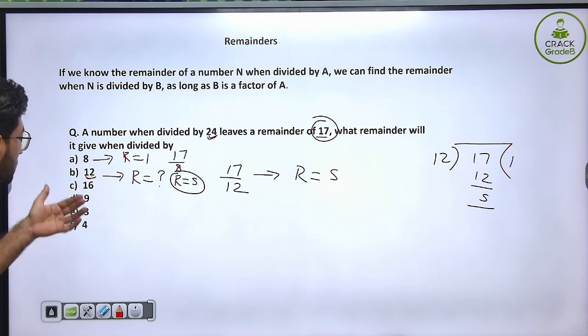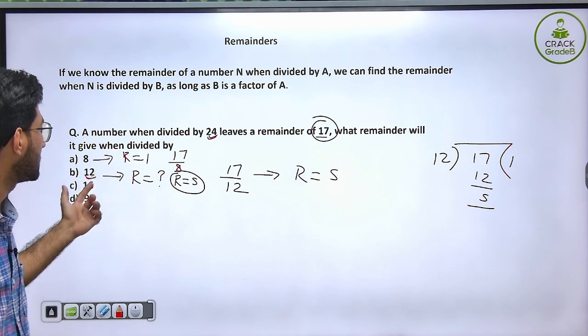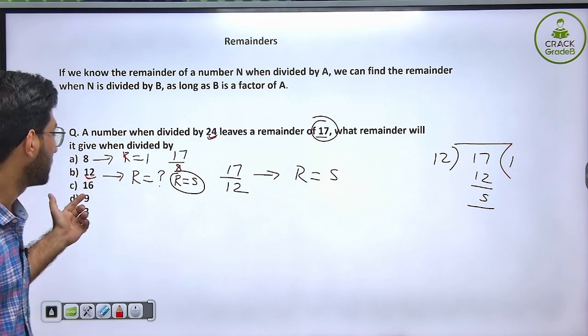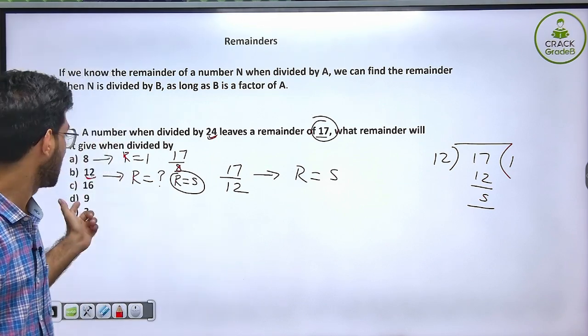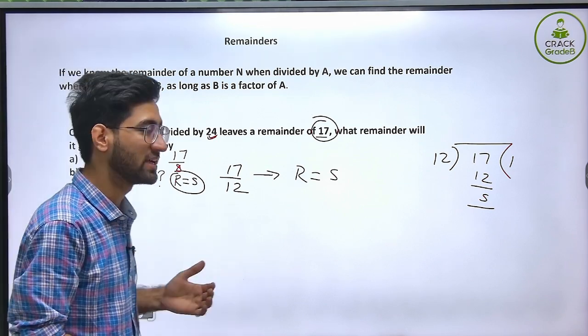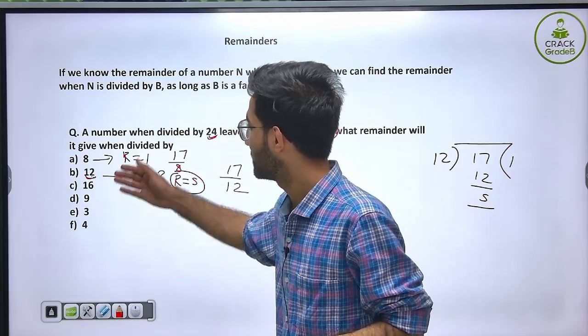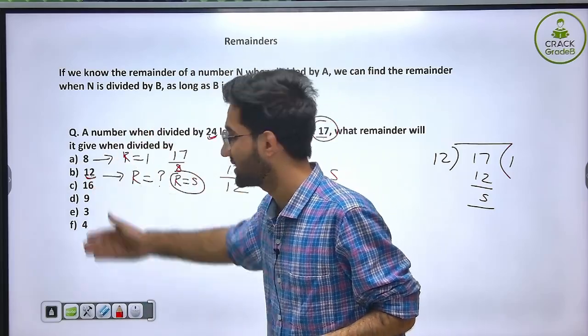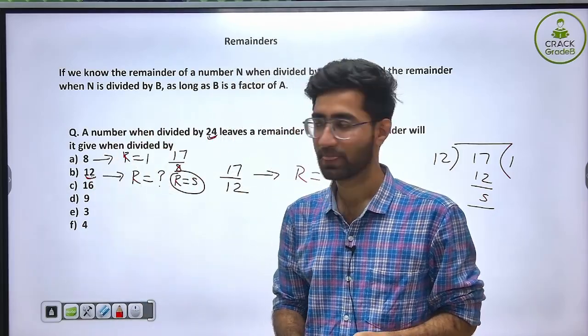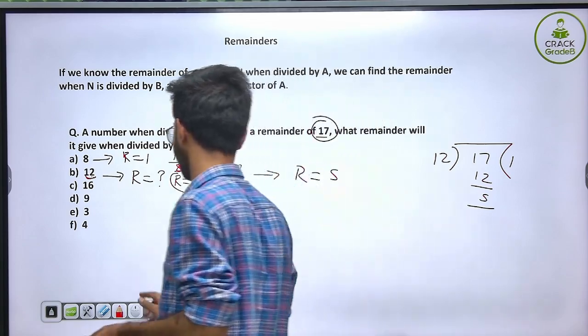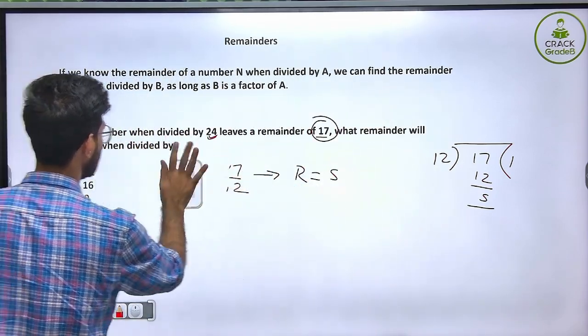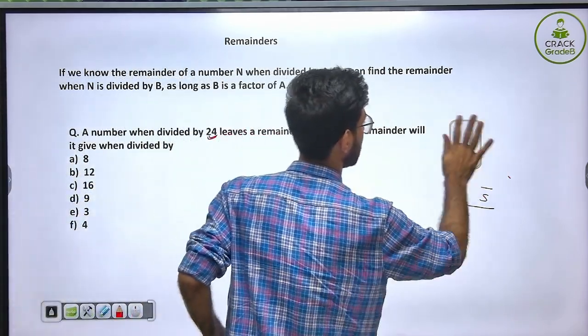Okay, now we will solve this question for when the number is divided by 16, when the number is divided by 9, when the number is divided by 3, and when the number is divided by 4. Obviously, we are solving this question for 6 numbers, right? Okay, let us solve for when the number has been divided by 16.